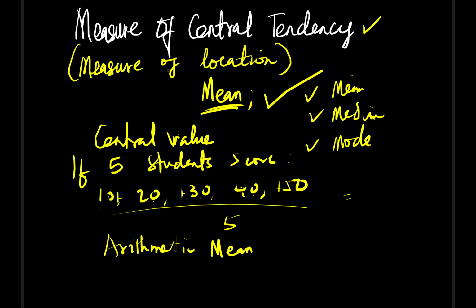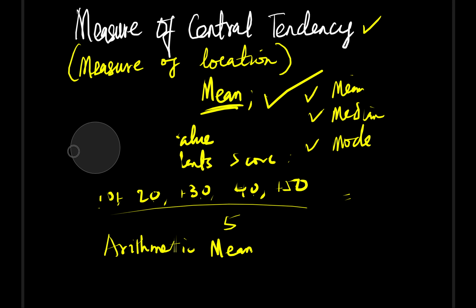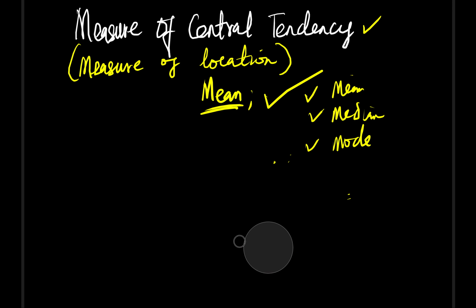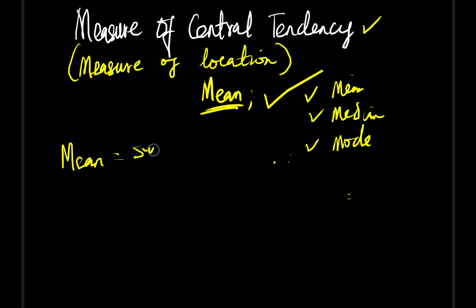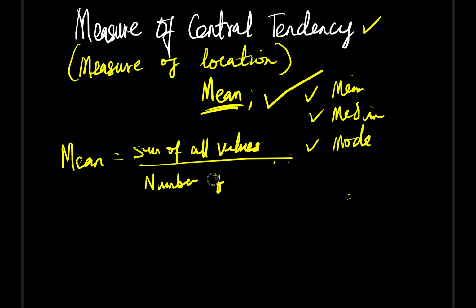In simple terms, this is what I mean. Since the mean is what we are emphasizing, let's keep it clearer. By definition, mean is equal to the sum of all values divided by the number of values. That's what we refer to as the mean.